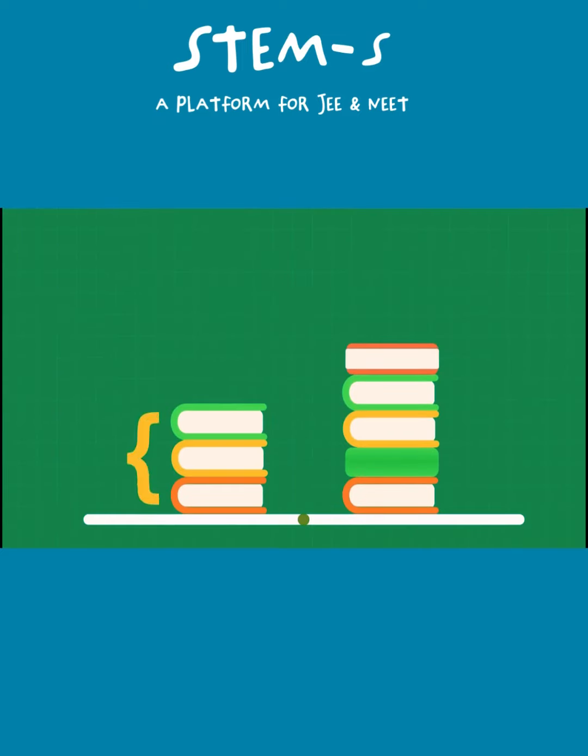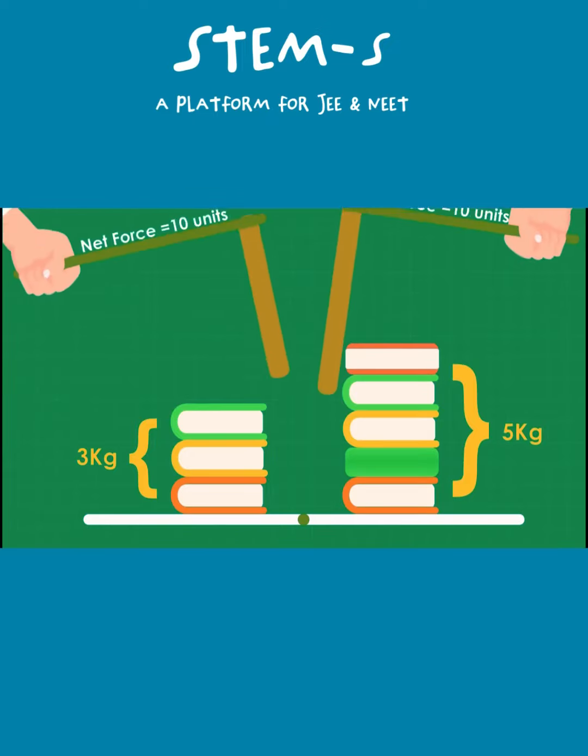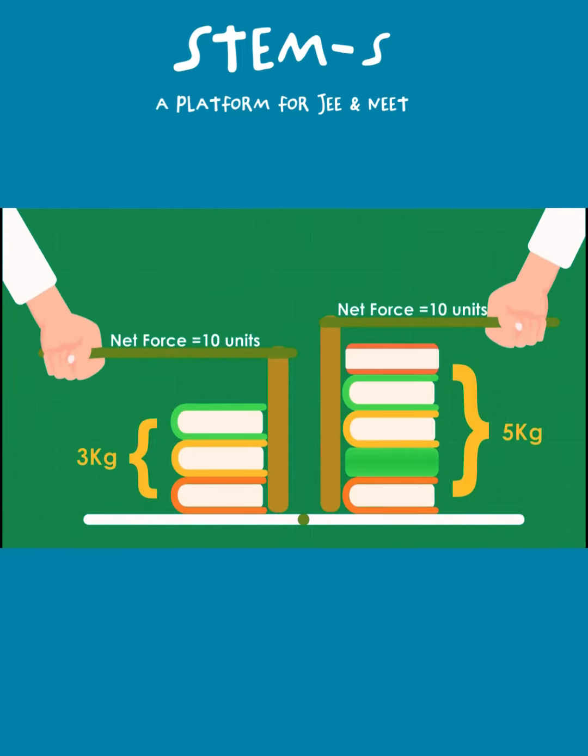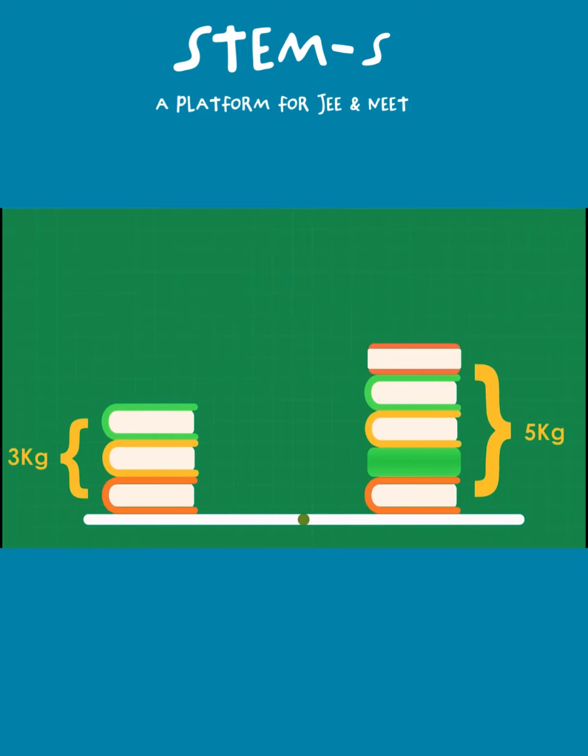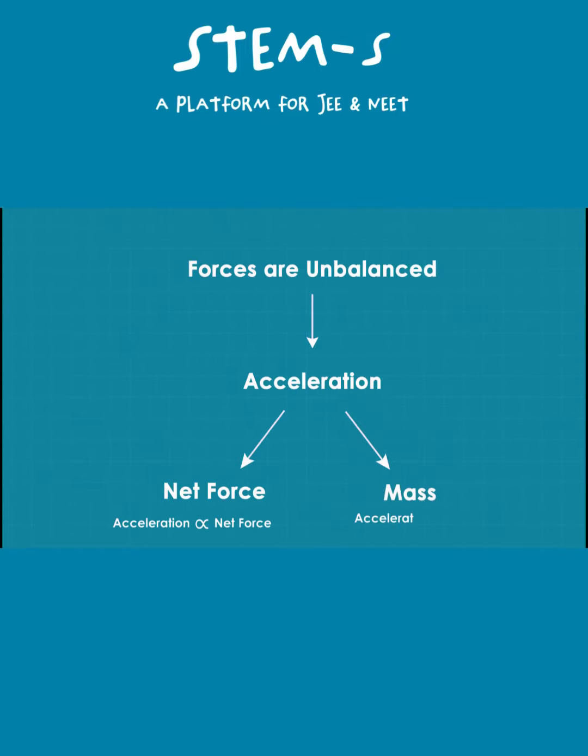Let's say there are two objects on the table. One has a mass of 3 kilograms and the other has a mass of 5 kilograms. Now if you apply net force of 10 units to each of them, which one do you think will accelerate more? Surely it's the 3 kilograms one because it has lesser mass. Lesser the mass, more the acceleration. And more the mass, lesser the acceleration. Hence we can say that acceleration depends inversely on the object's mass.